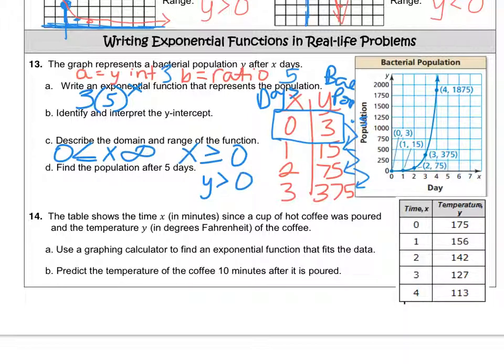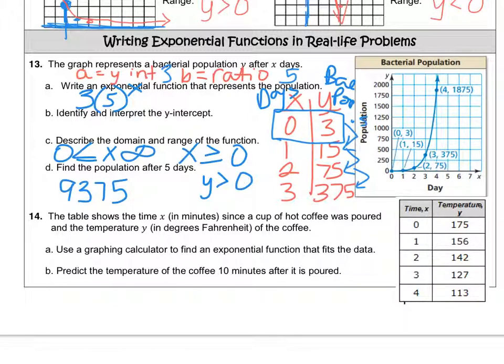And then it says find the population after 5 days. Well, the way to do that is to look at our function. We need to put it into our y equals key and look at the table. And when we look at the table and go to the 5th day, our population is 9,375. Okay, so that's just looking at it in a real life situation. Let's go ahead and do this coffee one because this is looking at real life in a whole different way.